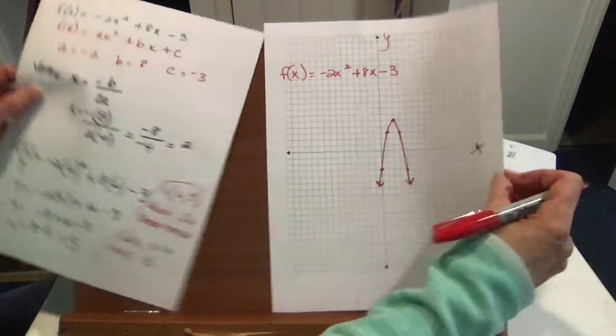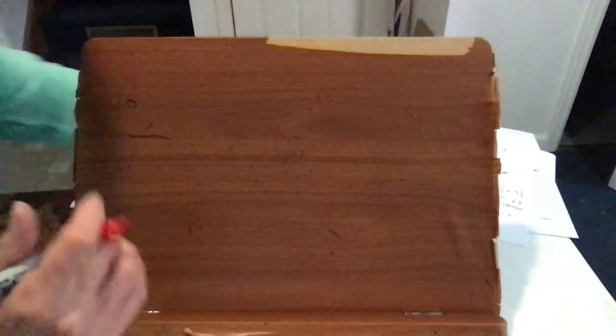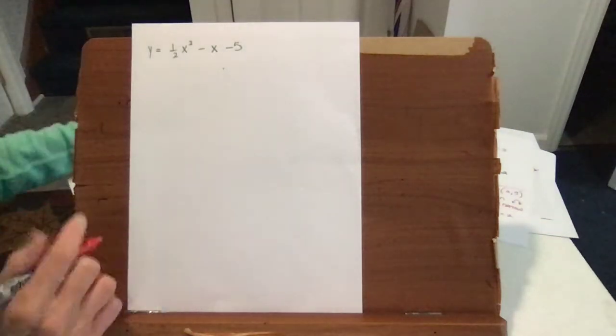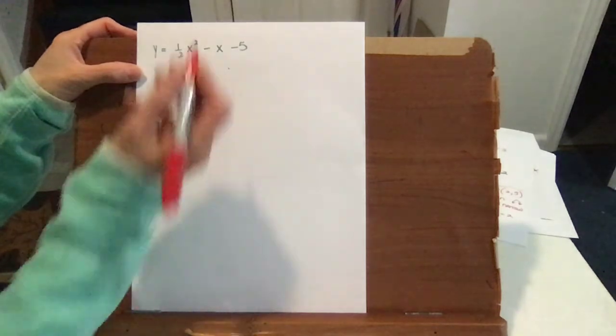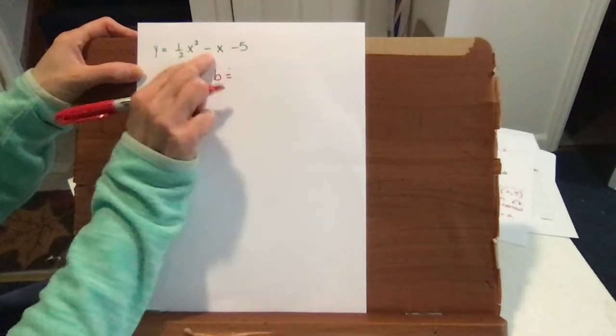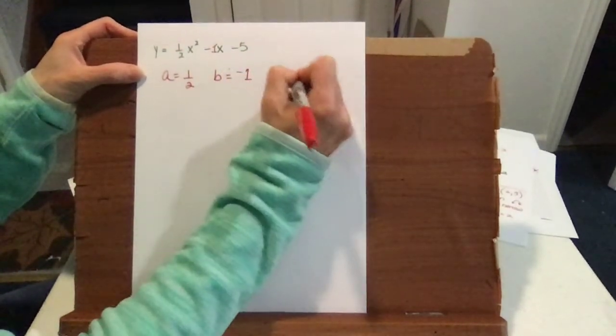All right, one more. Okay, we're going to graph y equals 1/2 x squared minus x minus 5. So our a value is half, our b value is negative 1, and our c value is negative 5.